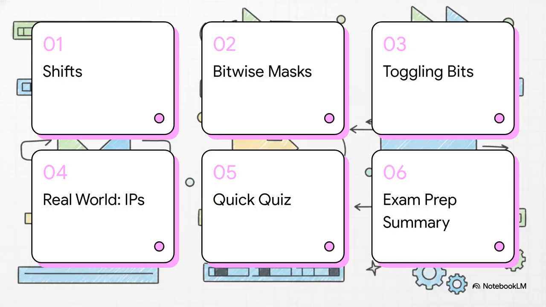Okay, let's take a quick look at our roadmap. First up, shifts for multiplying and dividing. Then, bitwise masks for extracting and setting. After that, toggling bits with XOR. We'll ground this in the real world by looking at IP addresses, hit a quick quiz on logical operators to lock it in, and wrap up with an exam prep summary.